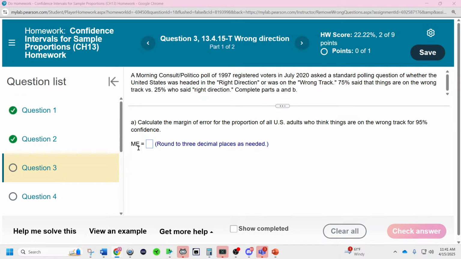So now it wants us to get the margin of error for a poll. That was a super quick question. Let's put this in the notes. We're already on the next question here. Okay, so 652.